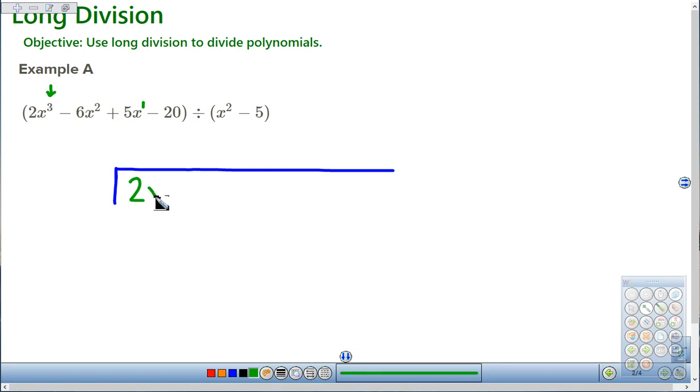So let's write this out. We have 2x cubed minus 6x squared plus 5x, and then minus 20. What am I dividing by? X squared minus 5.